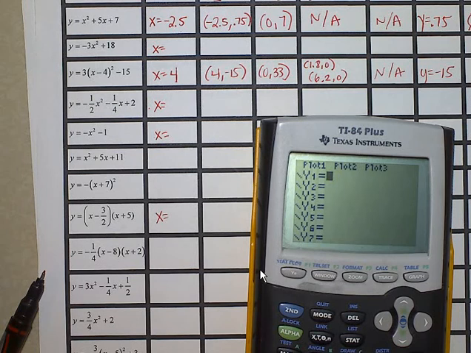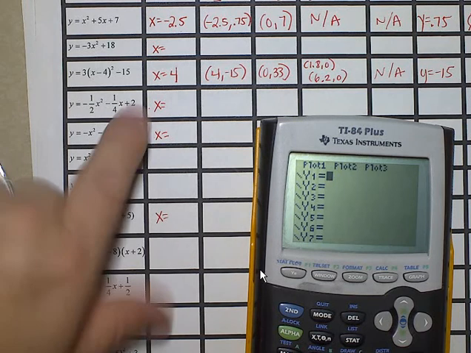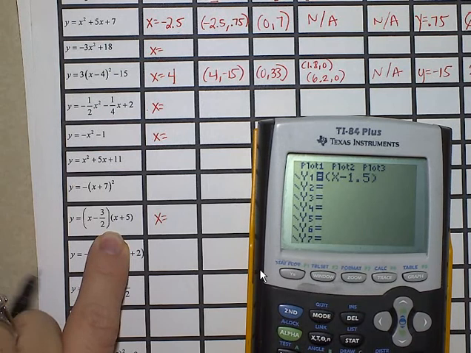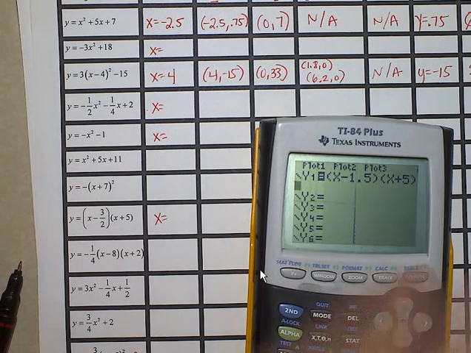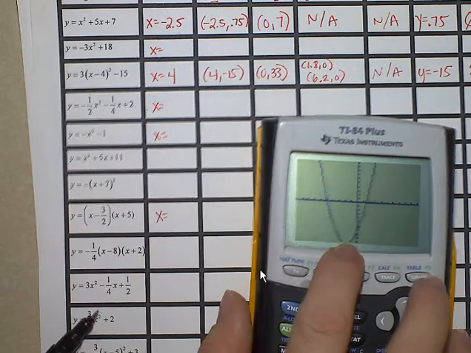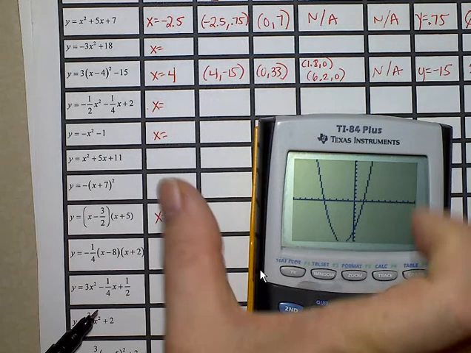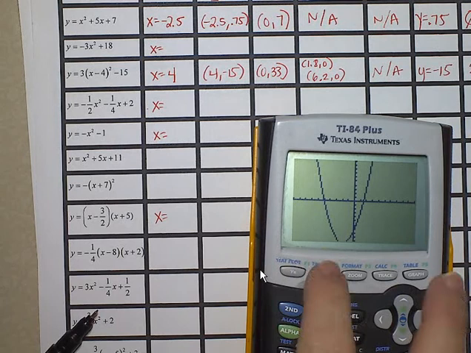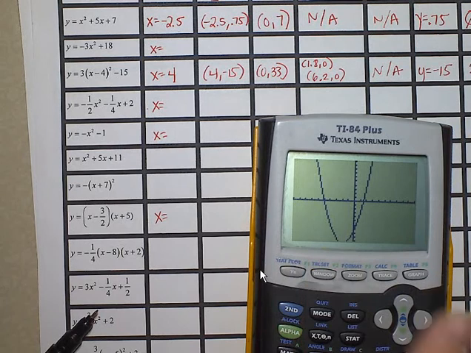Okay, so I'm going to type in here x minus 3/2, which is 1.5, and then x plus 5. And I graph it. Does everybody see how I cannot see the bottom? It would be really nice if I could pull down the y so I could see the bottom. So let's make our lives even easier.